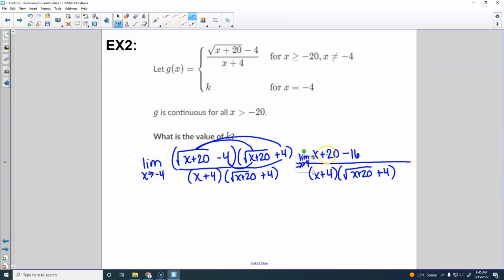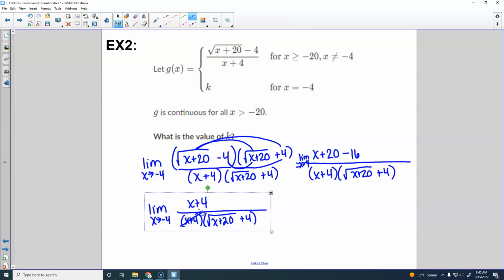Okay, now we can just combine the numerator, and we get x plus 4 over x plus 4 times square root of x plus 20 plus 4. And now the x plus 4s can cancel. Make sure that you recognize here that square root of x plus 20 plus 4, it's in the denominator. So when you plug in here, what has to go in the top? You'll have that 1. Okay?